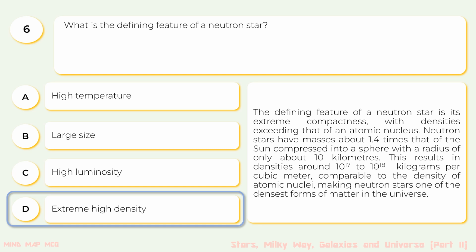Neutron stars have masses about 1.4 times that of the Sun compressed into a sphere with a radius of only about 10 kilometers. This results in densities around 10 to the power 17 to 10 to the power 18 kilograms per cubic meter, comparable to the density of atomic nuclei, making neutron stars one of the densest forms of matter in the universe.